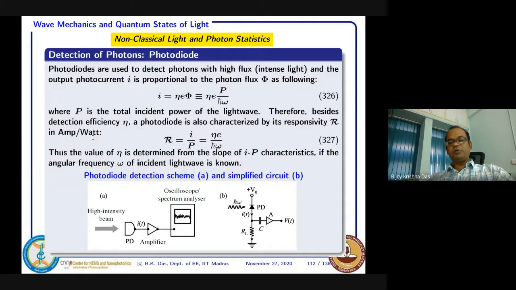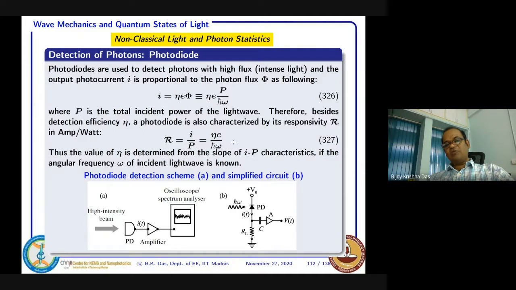From the slope of I versus P, it may not be linear. As long as eta is constant, I versus P should be a straight line, right? If you take the slope, that is the efficiency.